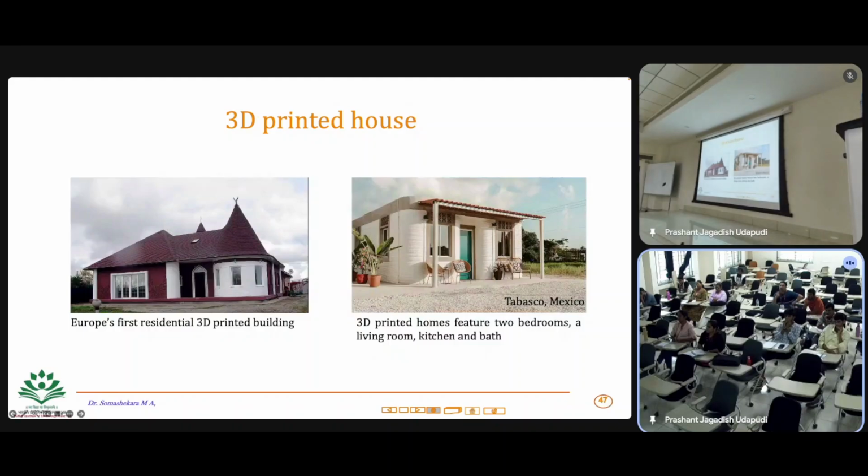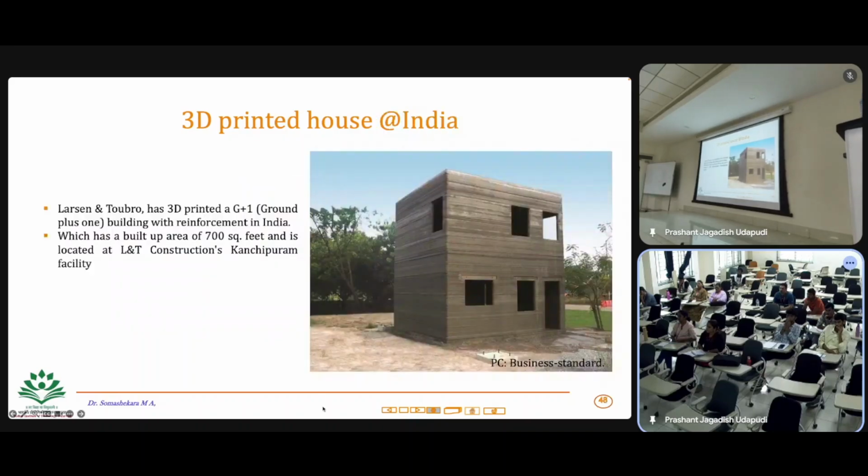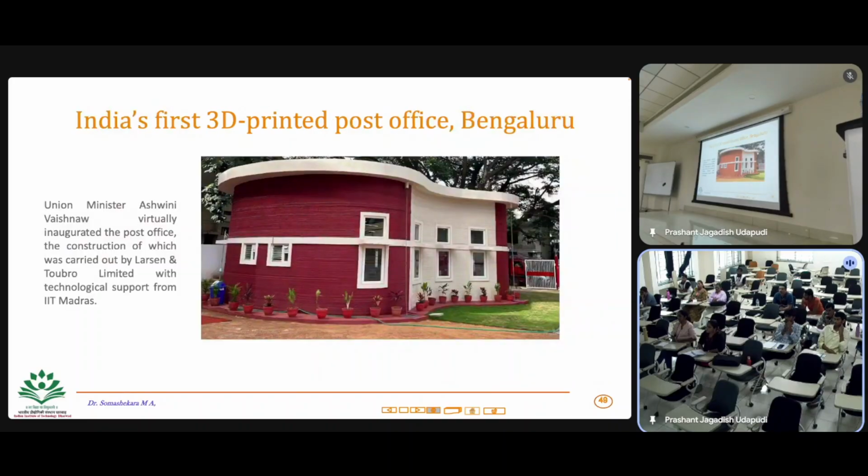In fact, recently L&T built 700 square feet in Kanchipuram, where you can see they have printed a complete G plus one, and most recently in Bangalore, they have printed the post office, right?